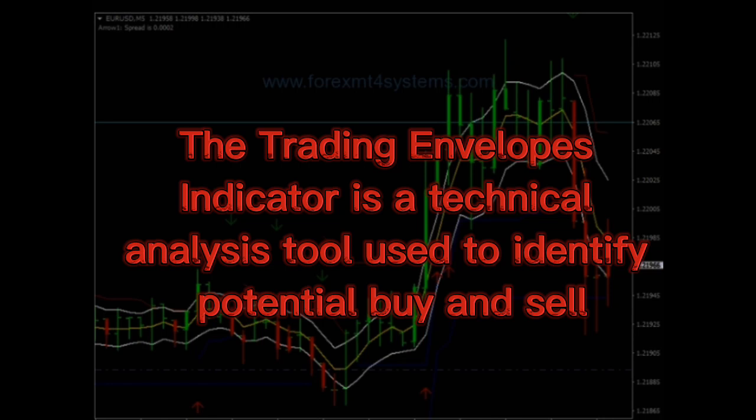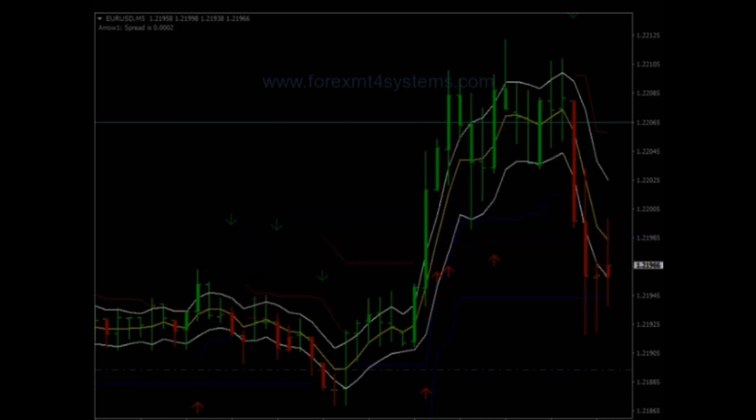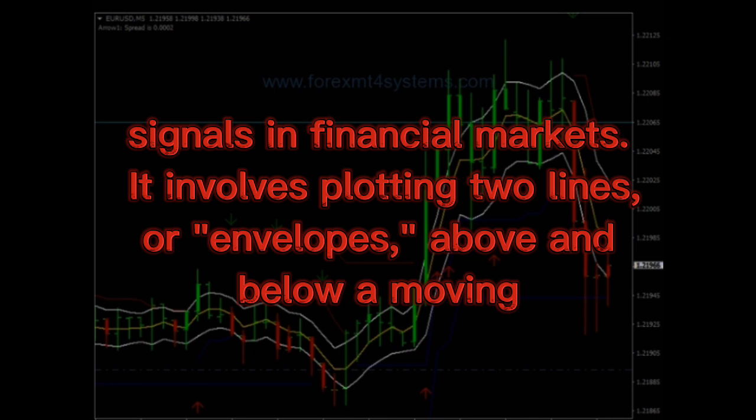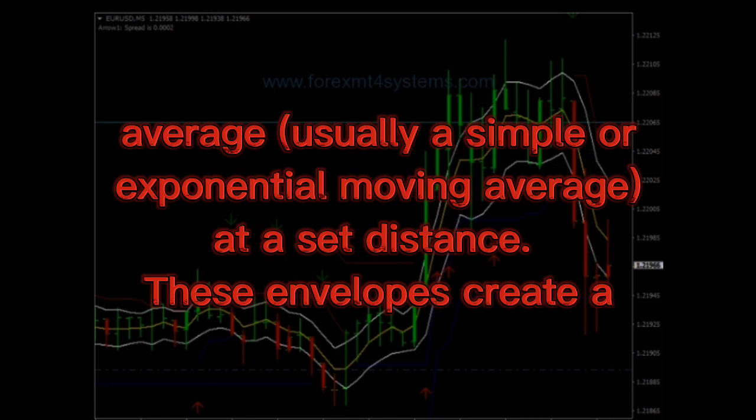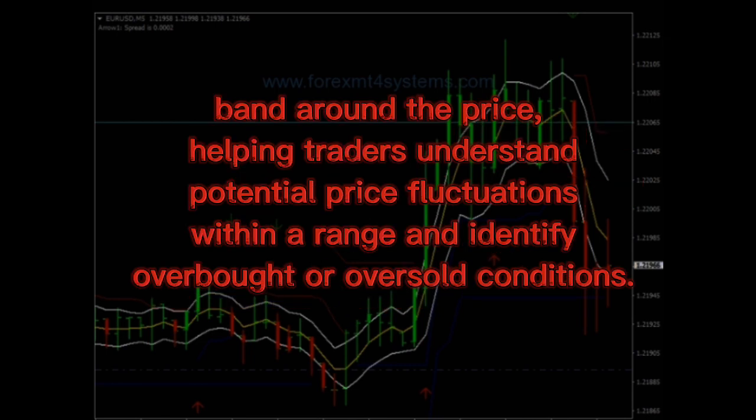The trading envelopes indicator is a technical analysis tool used to identify potential buy and sell signals in financial markets. It involves plotting two lines, or envelopes, above and below a moving average, usually a simple or exponential moving average, at a set distance. These envelopes create a band around the price, helping traders understand potential price fluctuations within a range and identify overbought or oversold conditions.